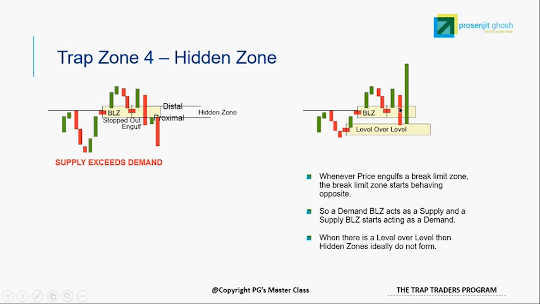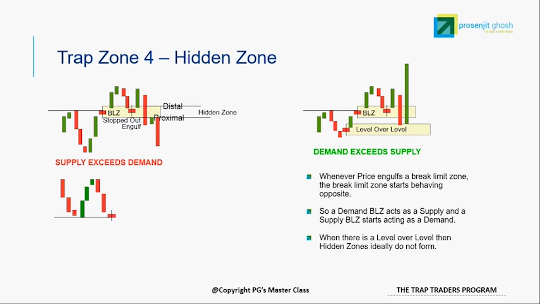Okay, so these are two scenarios of price: one where there is a break limit zone without level over level, and another where there is a break limit zone with a level over level. In the level over level case, no hidden zone is formed. Where there is no level over level, a hidden zone is always formed. Okay, so here demand exceeds supply.